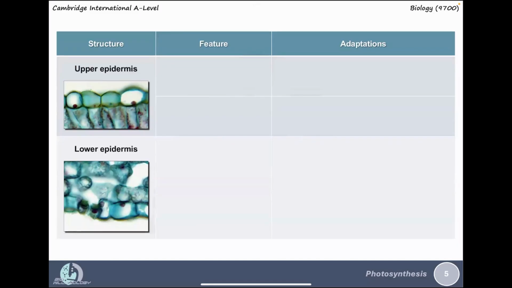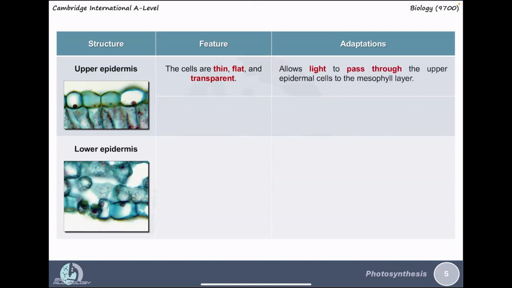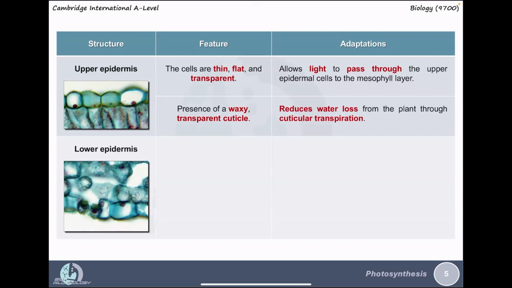Let us have a summary on different tissues of a dicot leaf. Let's start with the upper epidermis. First of all, the cells are thin, flat, and transparent. This is very important to allow the light to pass through the upper epidermal cells so that the light energy can penetrate through this layer and reach the mesophyll layer. At the same time, they have a waxy transparent cuticle, and this waxy cuticle reduces the water loss from the plant through cuticular transpiration.